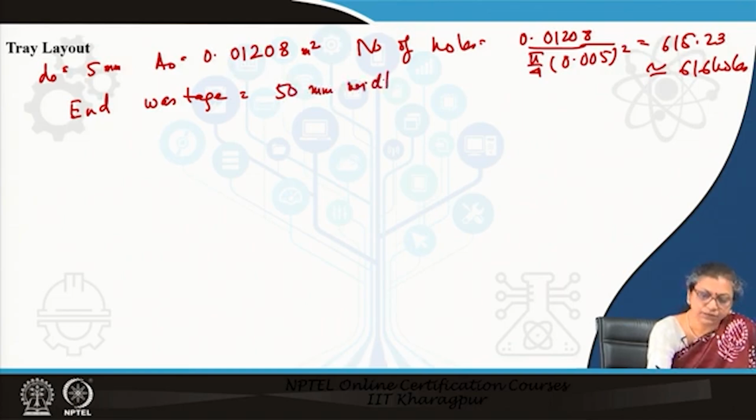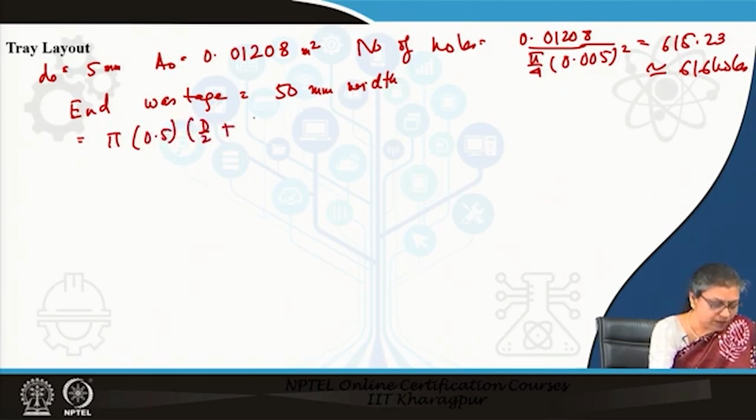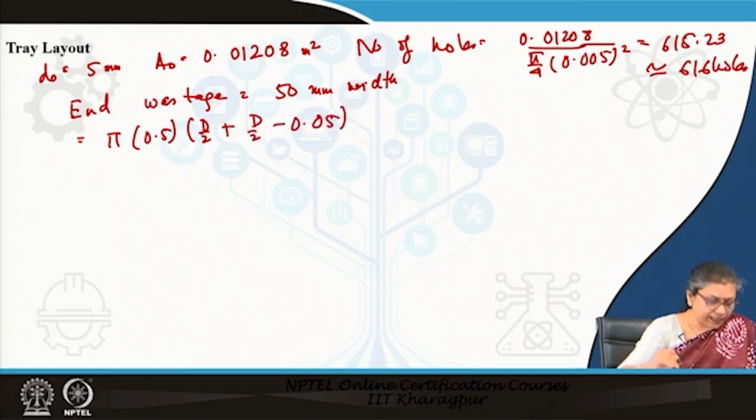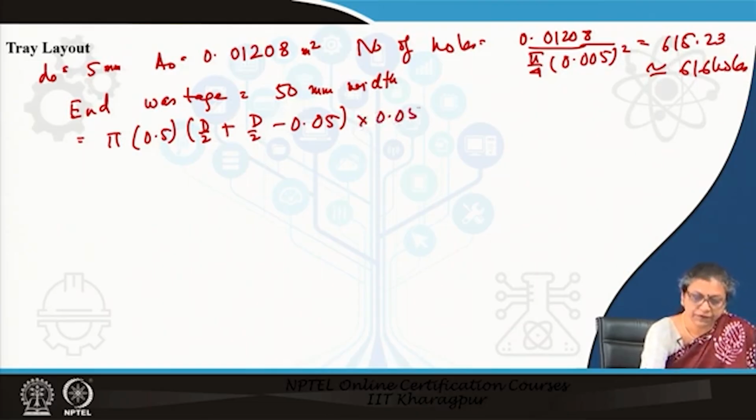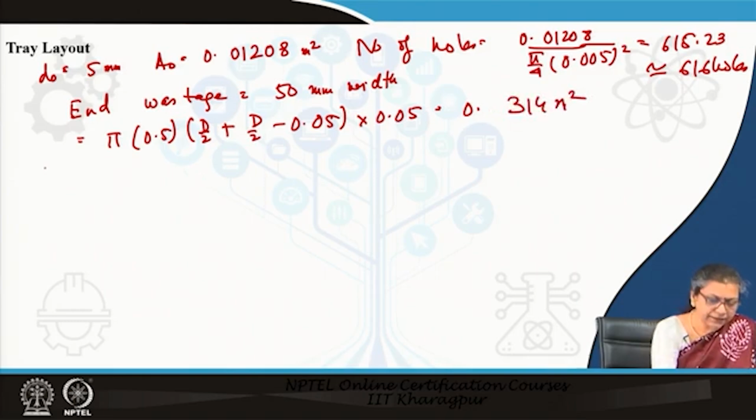So, this is 50 millimeters width. So, therefore, you can find out what this is going to be. This is going to be pi into d by 2 plus d by 2 minus 0.05. The rim, I am calculating the area of the rim, into 0.05. So, from here you can calculate, this is going to be 0.0314 meter square, right. And then therefore, what is the total AO net, that is, the area for punching holes?